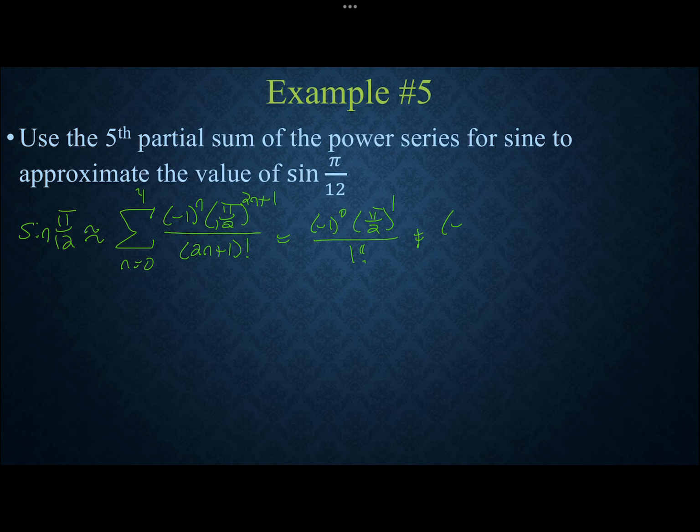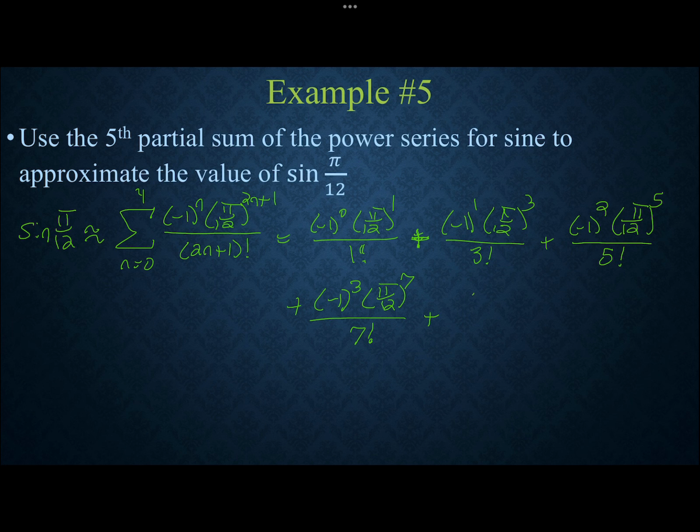So then plus negative 1 to the 1st, pi over 12 cubed over 3 factorial, plus negative 1 squared, pi over 12 to the 5th over 5 factorial, plus negative 1 cubed, pi over 12 to the 7th over 7 factorial, and then negative 1 to the 4th, pi over 12 to the 9th over 9 factorial.